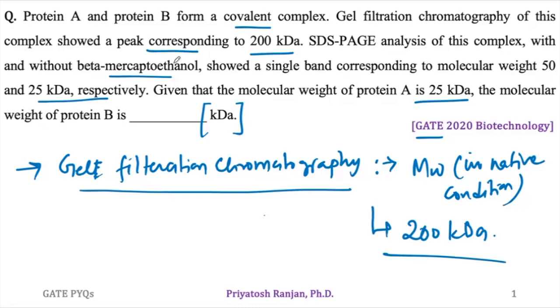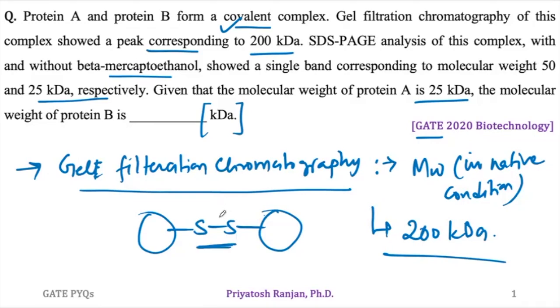Now, with the help of gel filtration chromatography, a peak corresponding to 200 kilodalton was observed. That means protein A and protein B are forming a complex. And as mentioned, the complex is covalently bound. Now, what are the different ways the two proteins can covalently bond? One of the most prominent ways is with the help of the disulfide bond. However, there could be other ways, and we'll get to know whether those are bound with a disulfide bond by making use of beta-mercaptoethanol, which is mentioned in the other part of the question. So gel filtration is showing 200 kilodalton.